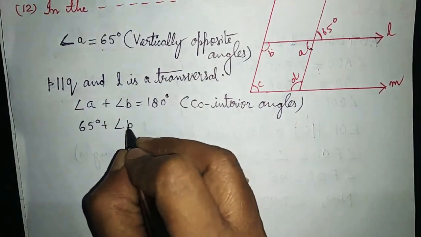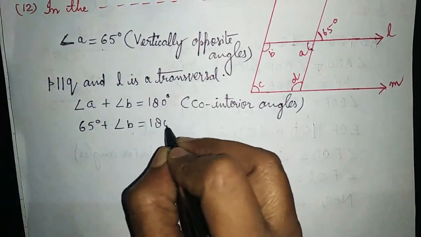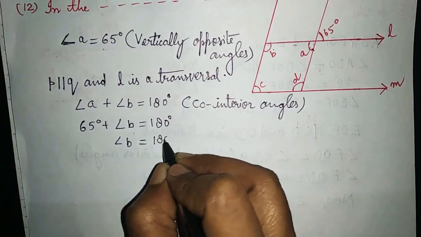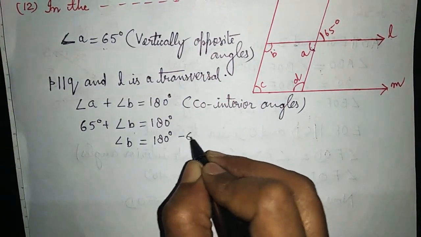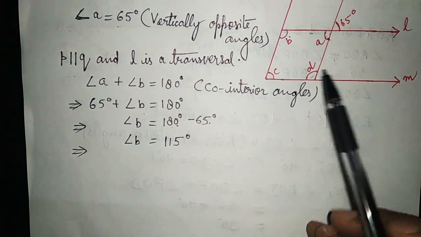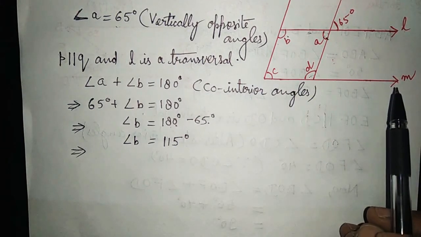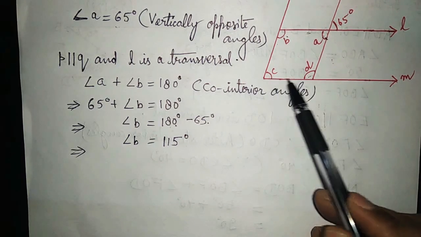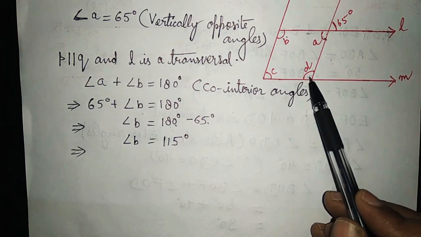Okay. Now here the measure of A we have calculated as 65 degrees. Angle B we will find out. So angle B is 180 degrees minus 65 degrees. Now students, we have calculated angle B is equal to 115 degrees.